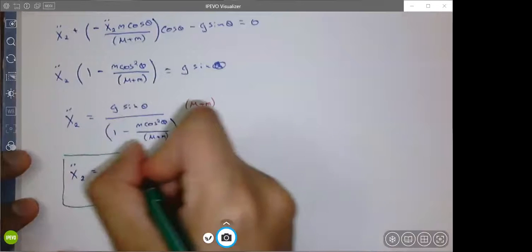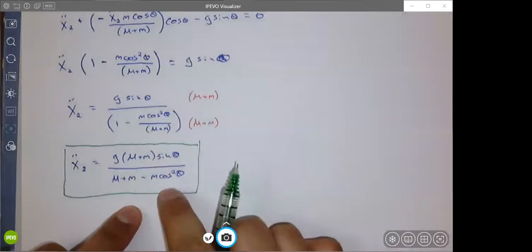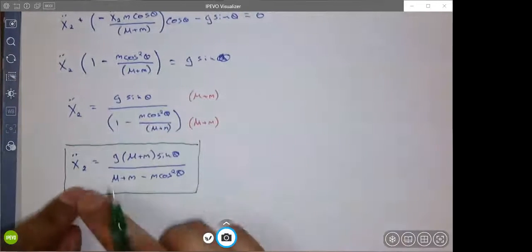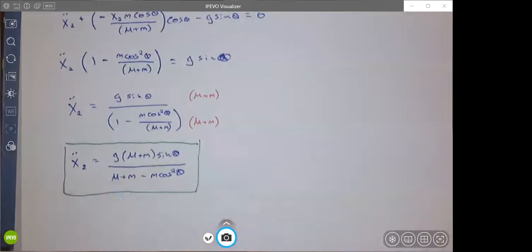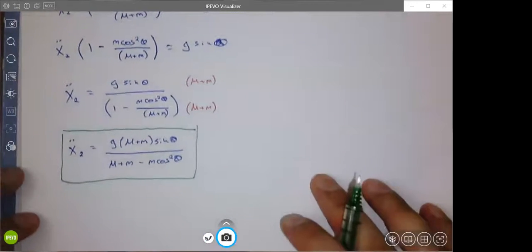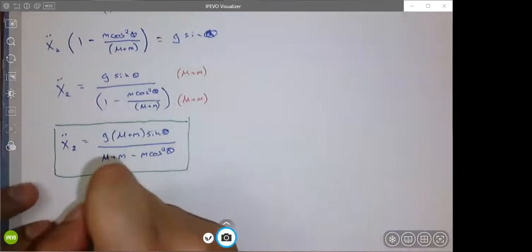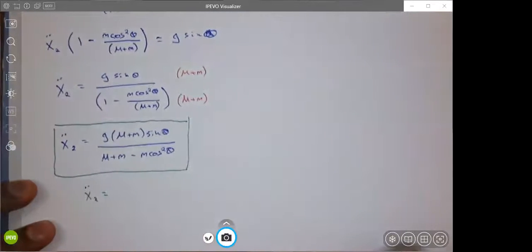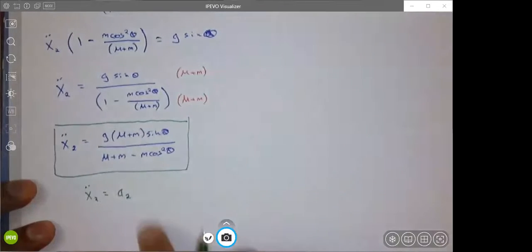Here's what's really cool about this equation right here. All of these are constants. M is a constant, theta is a constant, g is a constant. So the acceleration along the x direction, or the x2 direction, is going to be a constant value. So what that implies is we could say that x2 double dot is equal to, we'd say, a2, which is a constant.